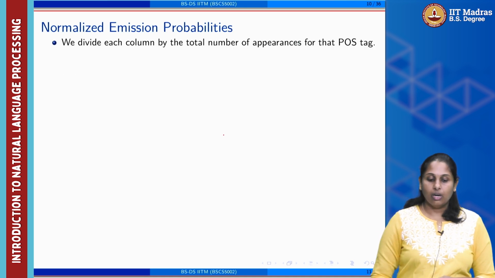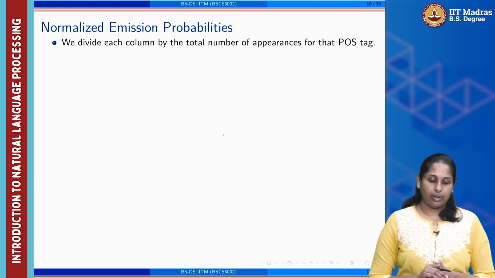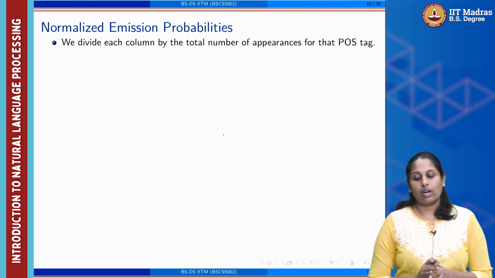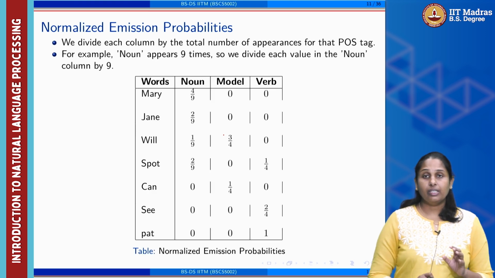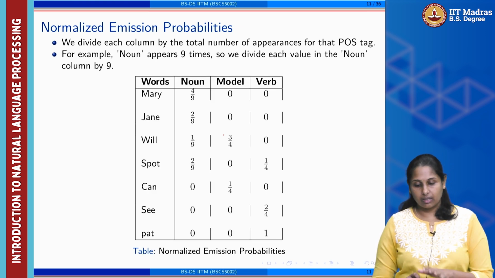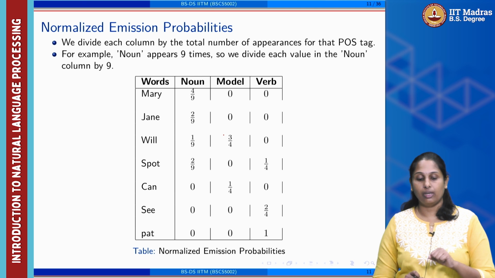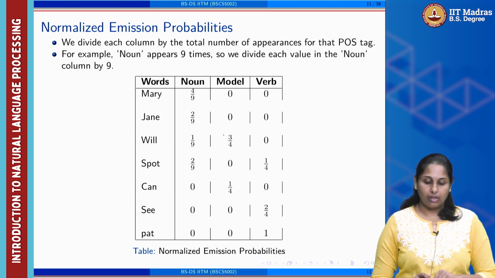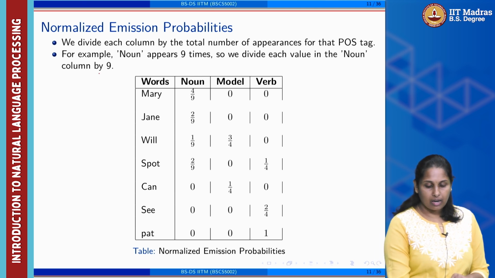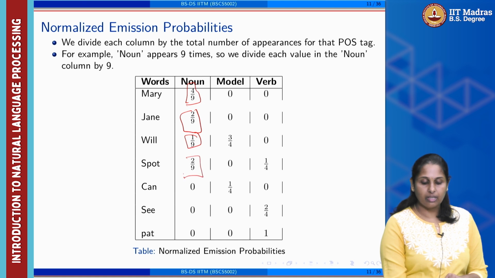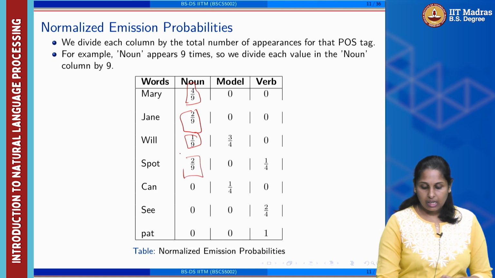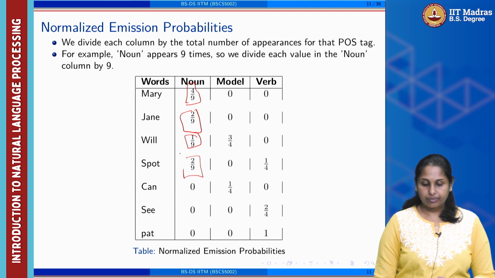So now how to normalize the emission probability? Now we divide each column by the total number of appearances for that part-of-speech tag. For example, noun appears 9 times in the text. Now we divide each value in the noun column by 9. So wherever noun is there, it's been divided by 9. So this gives a normalized emission probability of each word. So similarly for other categories here.